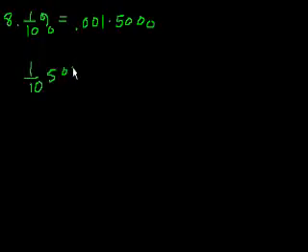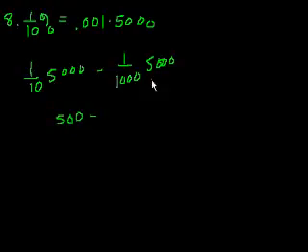So they're saying 1/10 of 5,000 minus 1,000th of 5,000. Right? That's 1/10 of a percent is 1,000th. So you get 500 minus 5. Right? And that's 495, which is choice D.